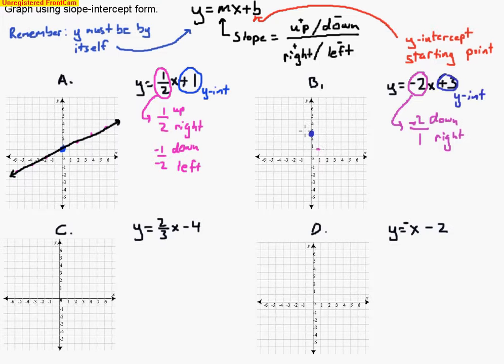And you always go from the y-intercept. So down 2, right 1. Down 2, right 1. Down 2, right 1. But we could also go the other way. See, just one negative makes a negative.